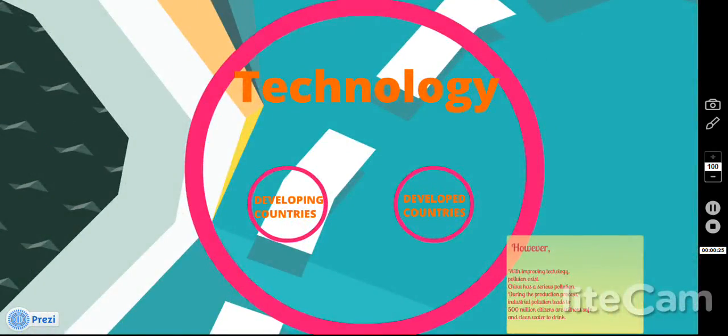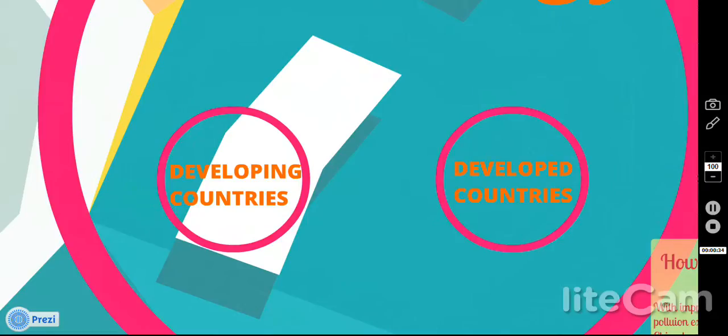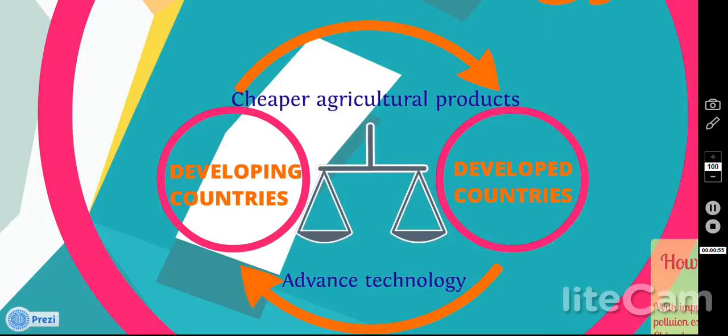Now, let's go into our first advantage, technology, in developed and developing countries. Both of them can enjoy the benefits of international trade. With international trade, developed countries are able to produce advanced technology. The developed countries export their machinery to developing countries. Developing countries cannot produce advanced machinery due to lack of resources. Therefore, developing countries can trade agricultural products in return. Developed countries can import cheaper agricultural products, and developing countries can thus have money to improve their technology.